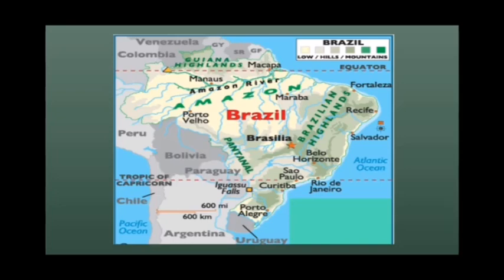Can you see in the eastern part there is the Brazilian highland? And in the northern part, towards the top, we have the Guyana highlands.